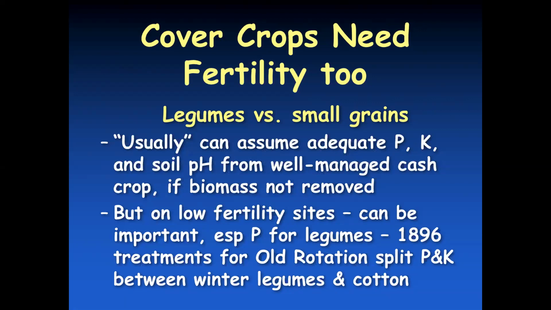Looking back, the old rotation here on Auburn University campus, in 1896, those sites were relatively low fertility. And one of the set of treatments out there was splitting the P and K between the winter legumes and the cotton, half on each of those crops, because the phosphorus in particular was so critical to getting good growth out of legumes. So it can be important. Most of the time there's adequate P and K out there though.